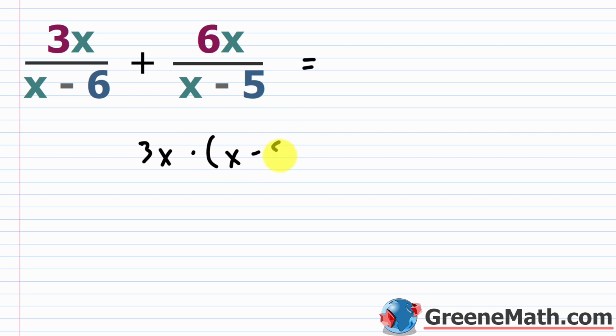Let me clearly make that better. And then plus, I'm going to write 6x as 3x times 2 because I'm going to end up pulling the 3x out. And then this is going to be multiplied by the other denominator, which is x minus 6.